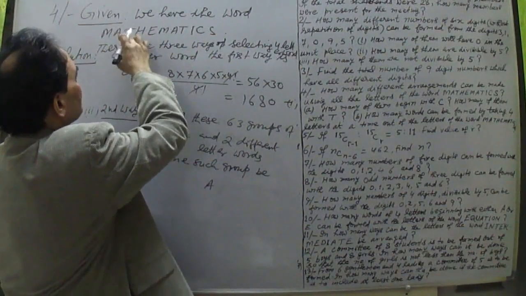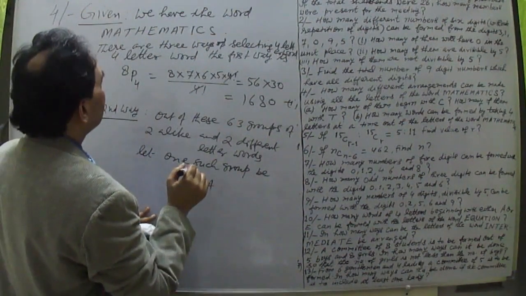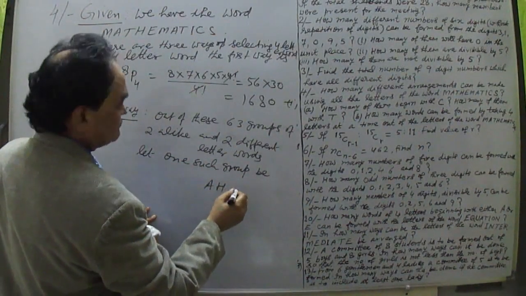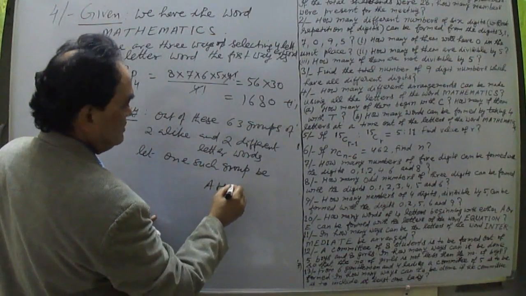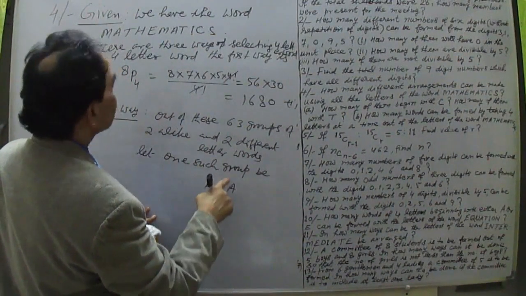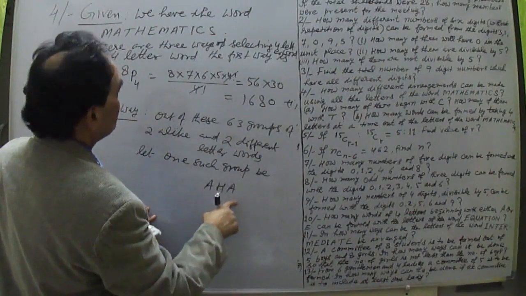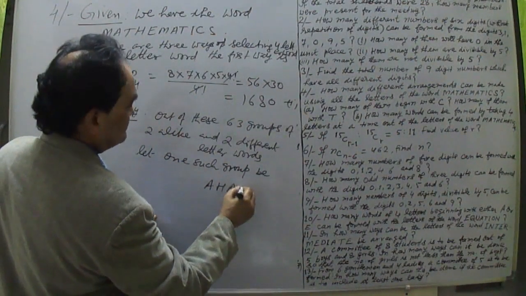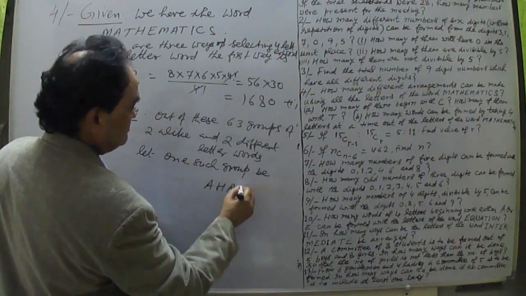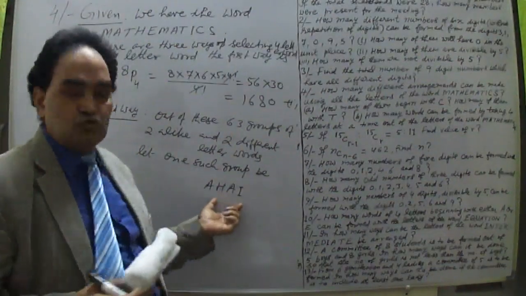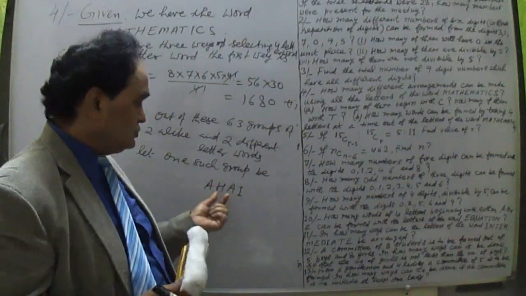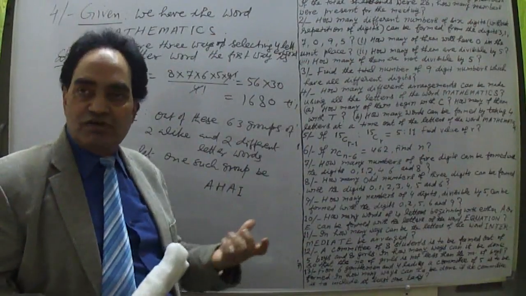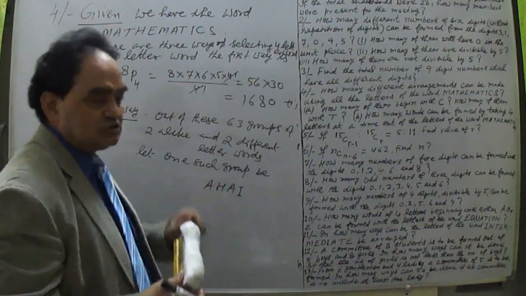Suppose I have taken A, H, and the other A again, two similar letters, one such group is. A and A are repeated and two letters, H is not repeated, and C let me take. Okay, so this is one such group of 4 letter words in which two letters are alike and two are different. This is one group out of 63 groups.